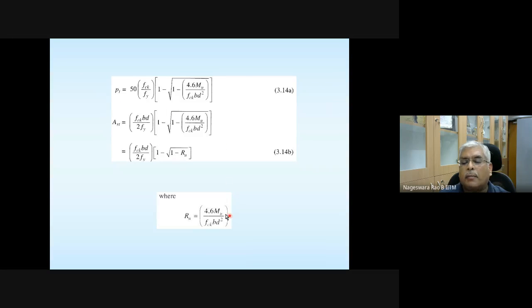Another intermediate quantity is defined, and in terms of that, this is rewritten. For completeness, please take a note of that as well.